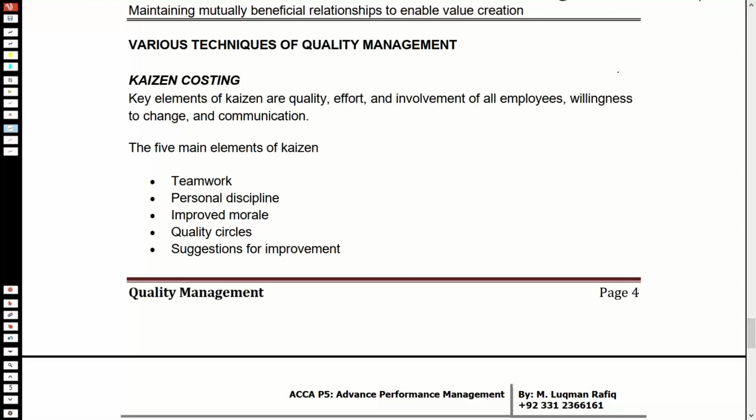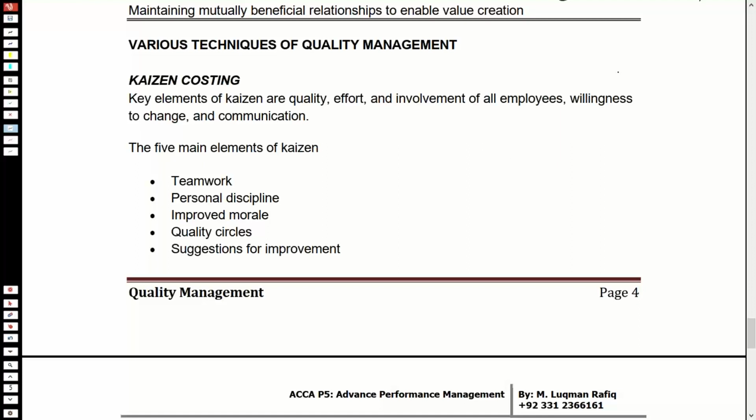Okay, let's start discussing the next aspects. The first one of them is termed Kaizen costing. Now, what exactly do you mean by the concept of Kaizen?